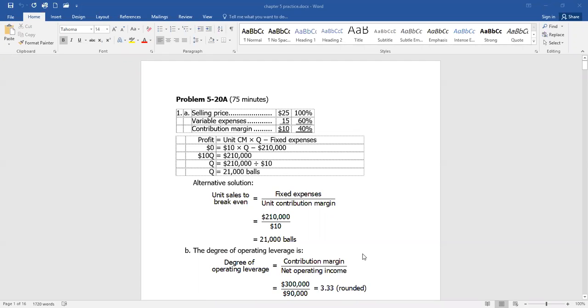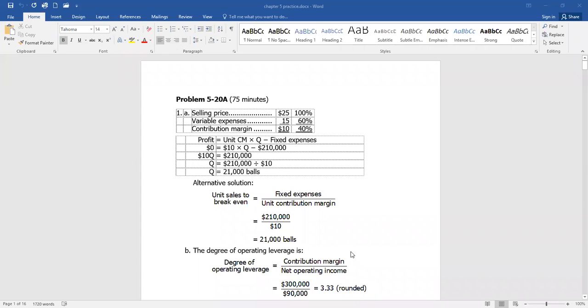So if we take selling price and assign a 100% figure to that, the contribution margin percentage, or ratio, would be found by taking the contribution margin of 10 and dividing that by the selling price of 25, giving us 40%. Then you saw in your chapter, you can determine break-even by using an equation where profit equals unit contribution margin times quantity minus fixed expenses.